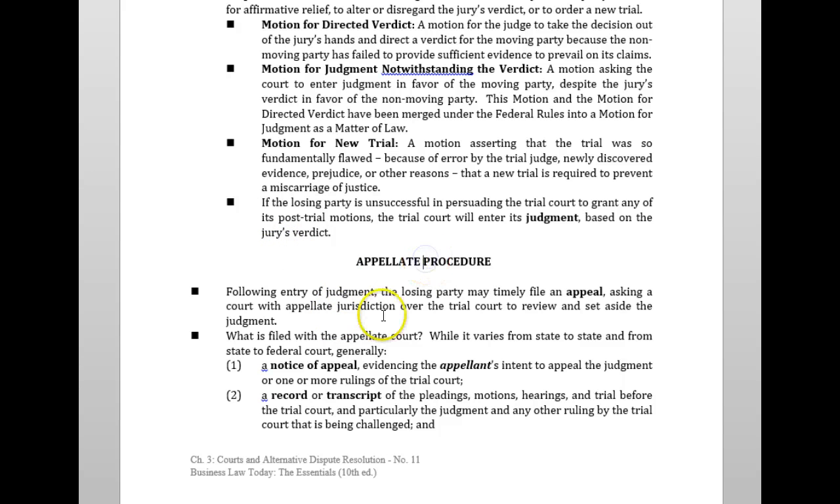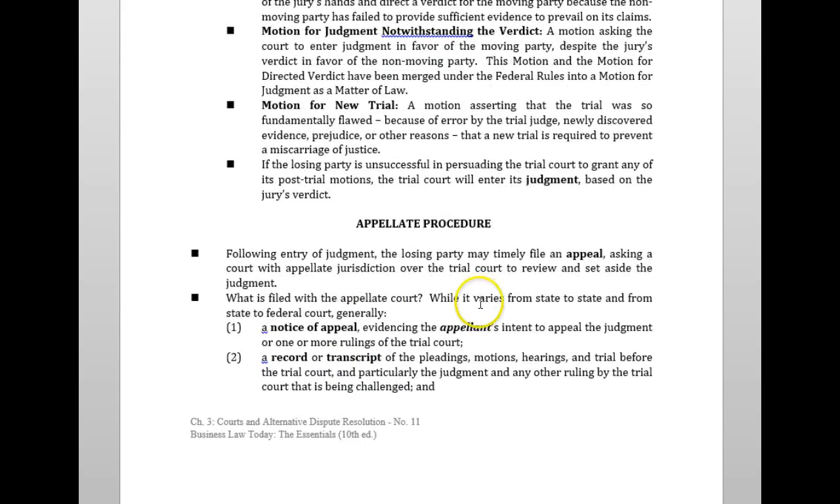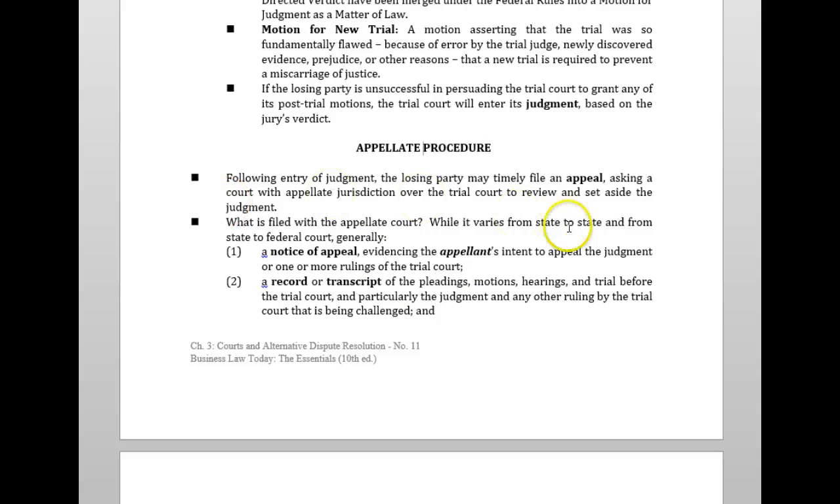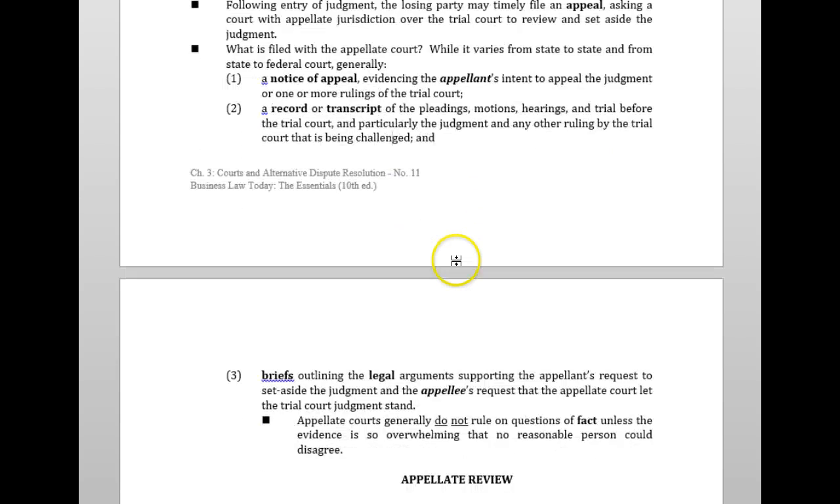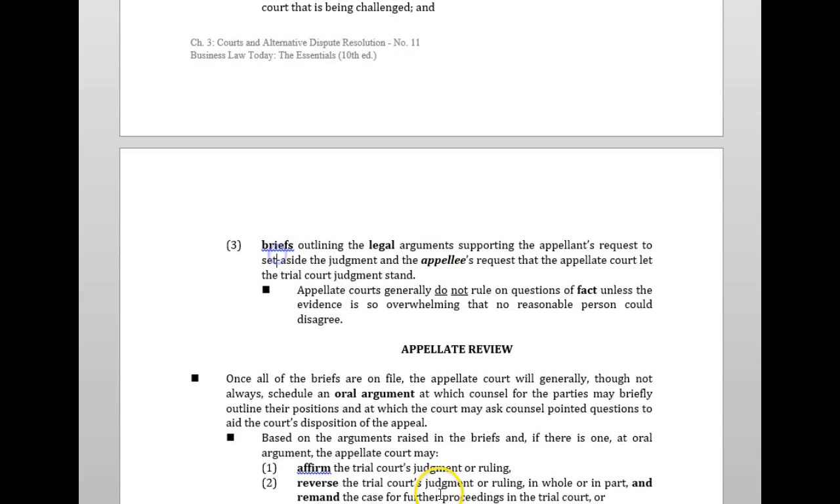And you say, no, I'm not going for that. I'm going to appeal. So then you can file an appeal, and you can ask the appellate court to review it. There'll be a notice of the appeal, evidence of your intent to appeal. The record and transcript of the pleadings, motions, and hearings of the trial will be sent to the court. There'll be briefs sent with the legal arguments supporting the appellant's request.